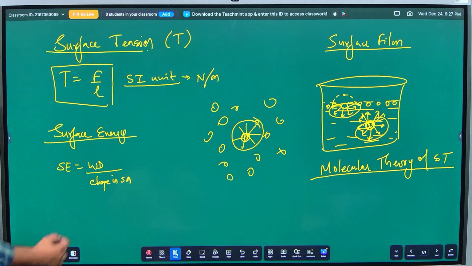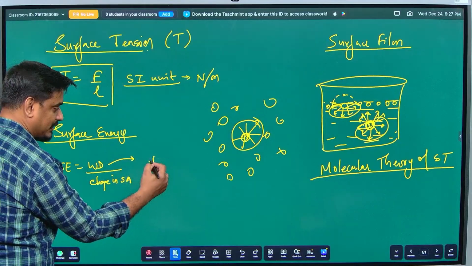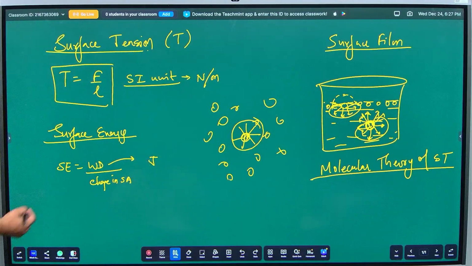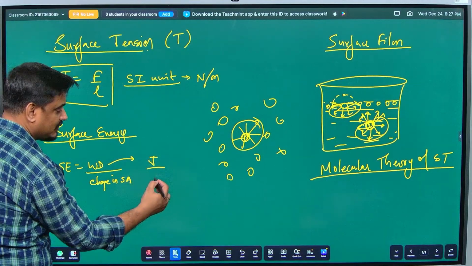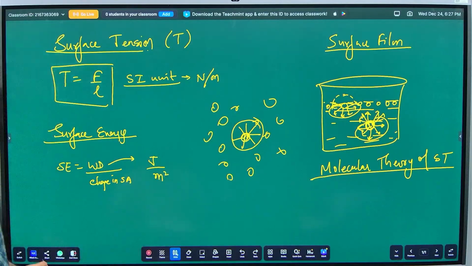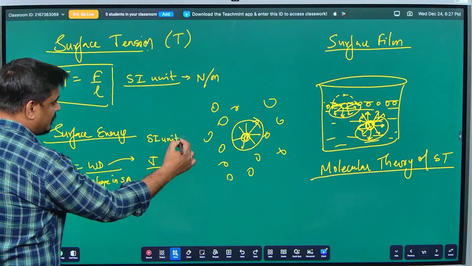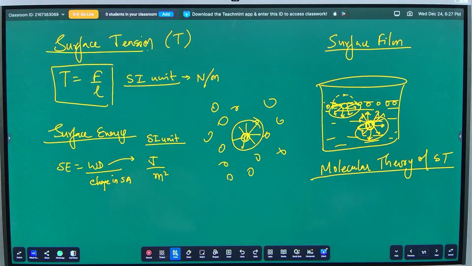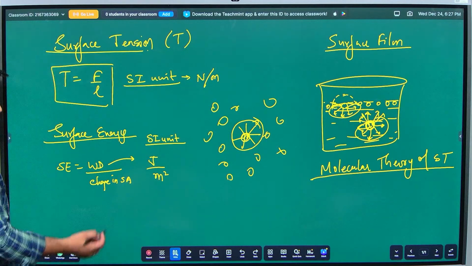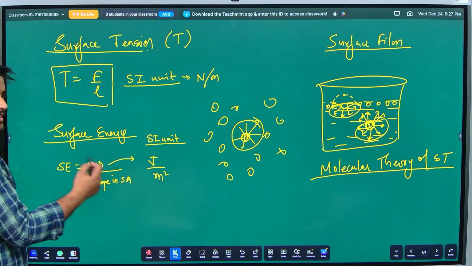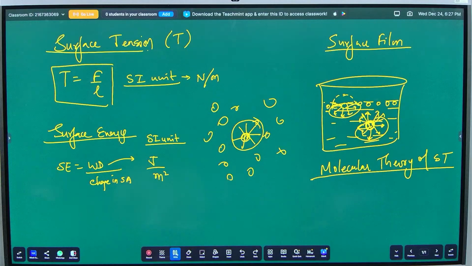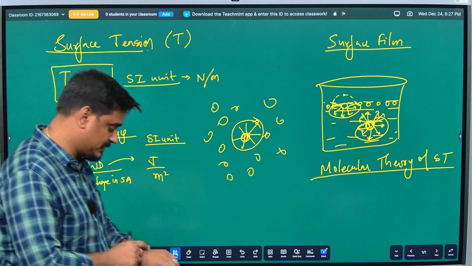Now, what is the unit of work done? I am asking. Joules. And what is the unit of area? Meter square. So what will be the SI unit of surface energy? Joules per meter square. Now, think for a while, you will realize something. Joule means force into displacement, energy, isn't it?